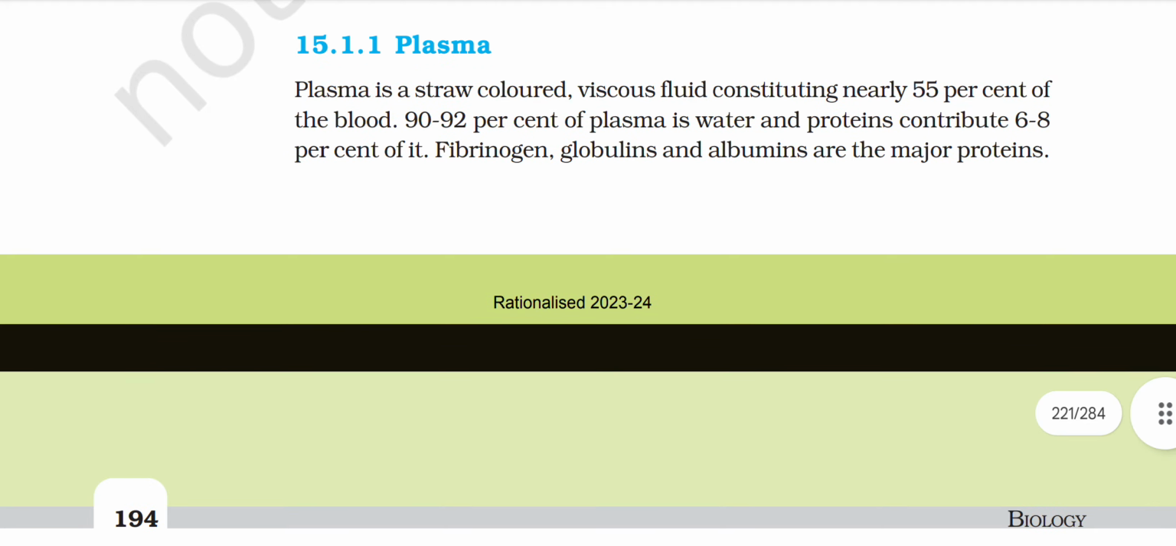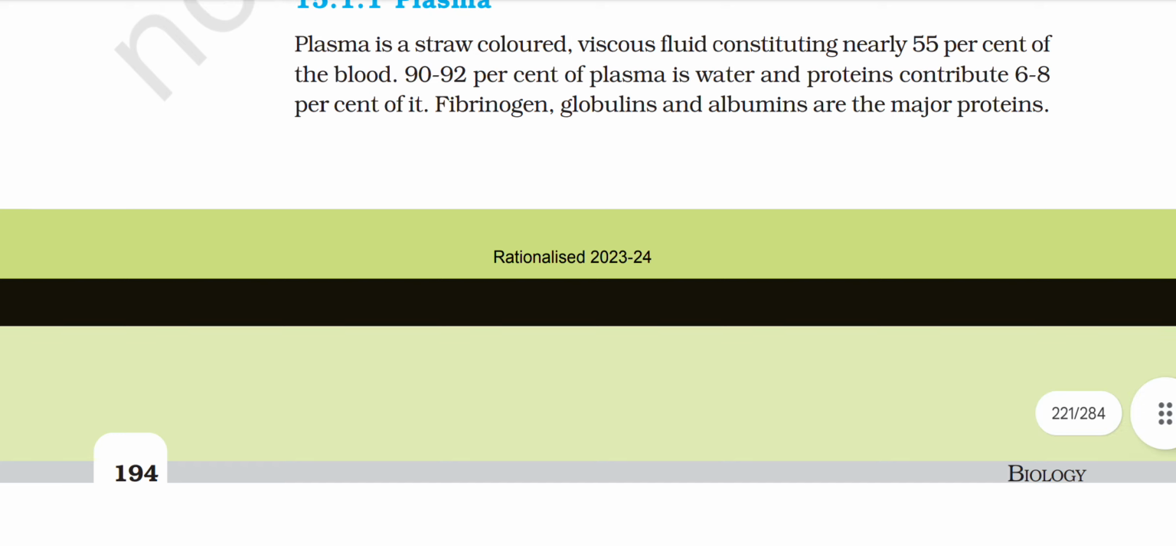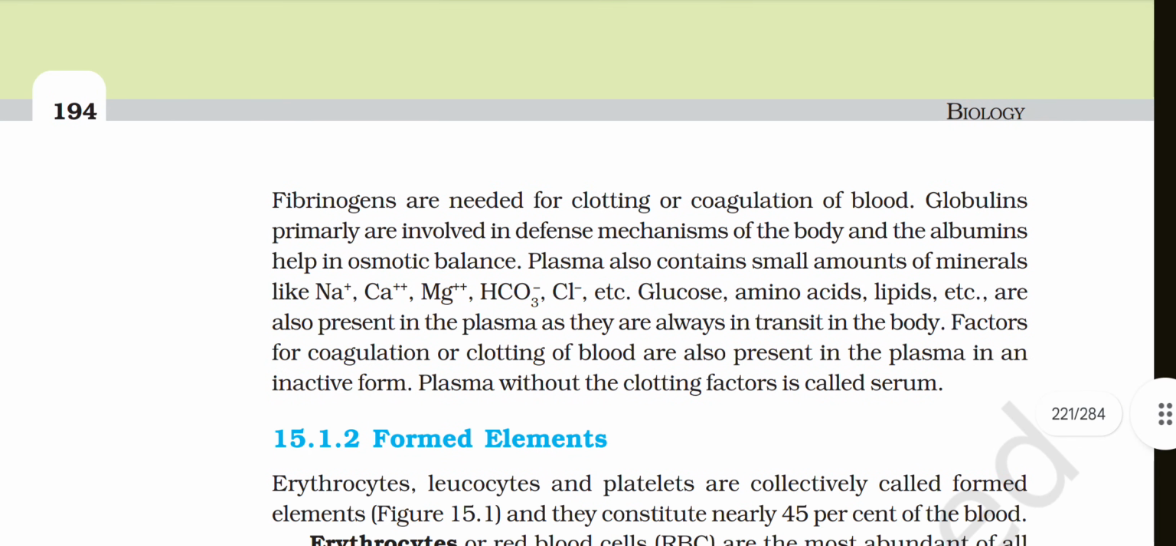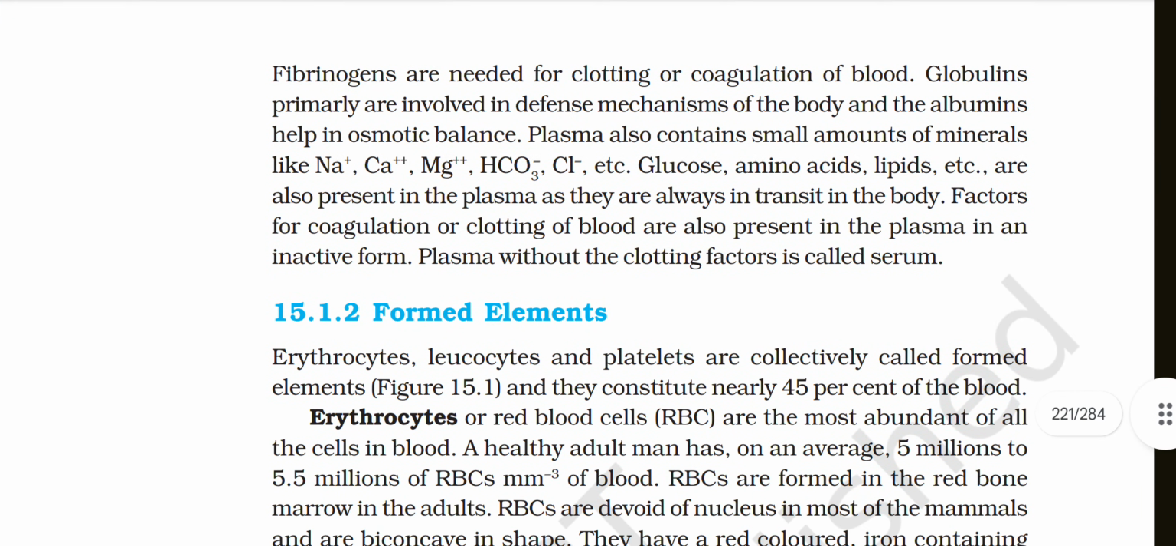90 to 92% of the plasma is water, and proteins contribute 6 to 8% of it. Fibrinogen, globulins, and albumins are the major proteins. Fibrinogens are needed for the clotting or coagulation of blood. Globulins primarily are involved in the defense mechanism of the body, and the albumins help in the osmotic balance.